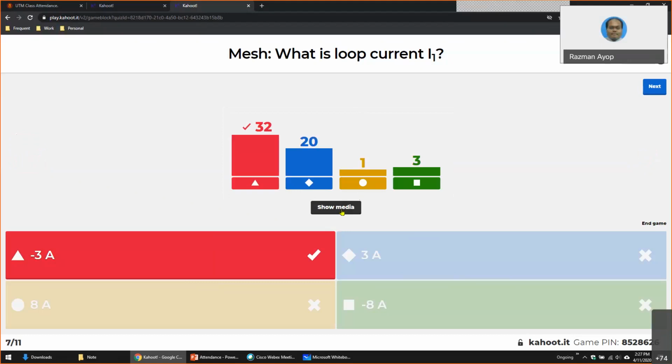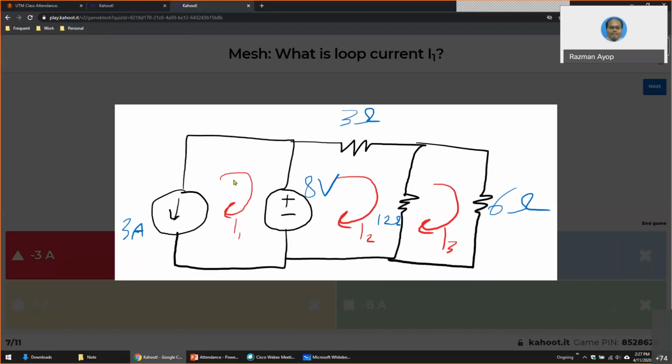More than half of you get the correct answer. So what is the loop current I1? If you look here, I1 has a super mesh. When you have a super mesh, if the direction is the same, you follow the super mesh. Super mesh is basically the current source. Whether you have resistance or not, it is still considered a super mesh. For this case, it is the opposite side of the current loop, so you have negative 3.